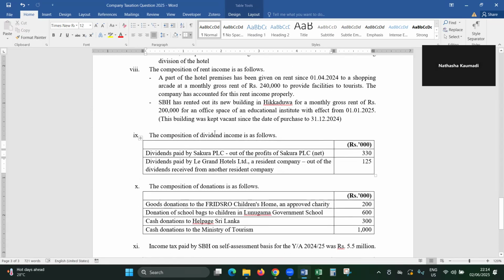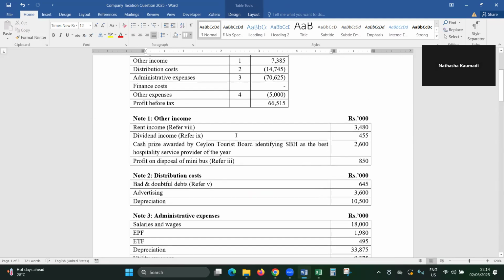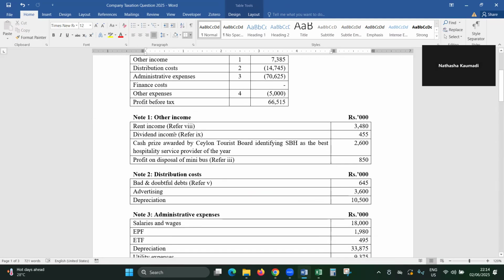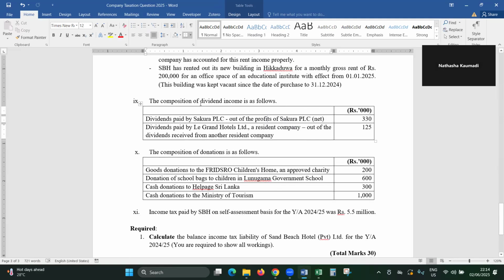And then the composition of the dividend income. So you can see, coming under other income, dividend income, there's a point, refer now to point number 9. So this is point number 9. Dividends paid by Sakura PLC. We have received dividends from Sakura PLC out of the profits of Sakura PLC. Sakura PLC has paid us dividend income out of the profits they have earned, 330.